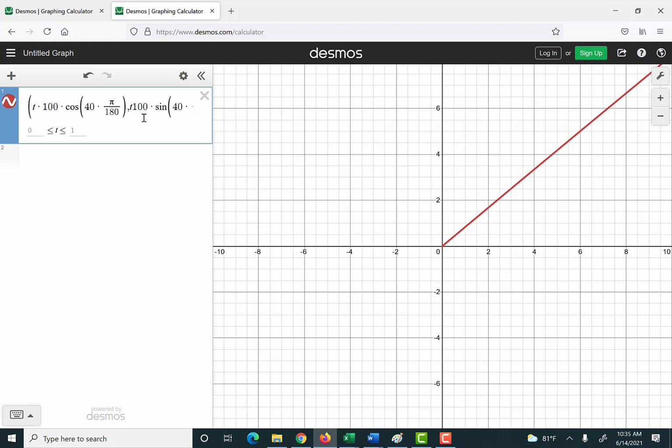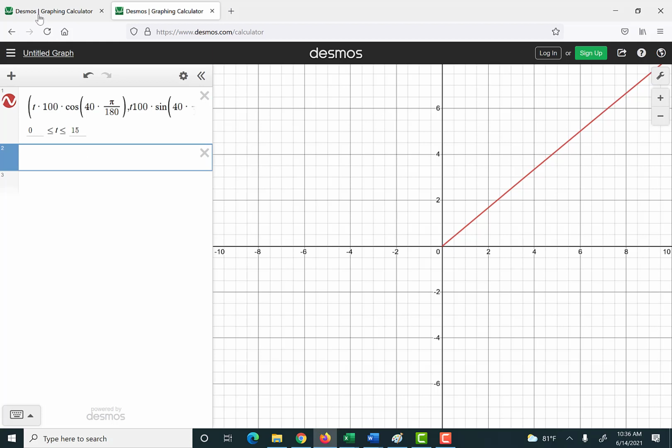Then for the y component, again, I have t times 100 times sine of 40 times pi over 180 minus 1/2 times the acceleration due to gravity t squared. And we need to set some bounds for my parameter t. Let's go t equals 0 all the way up to 15.